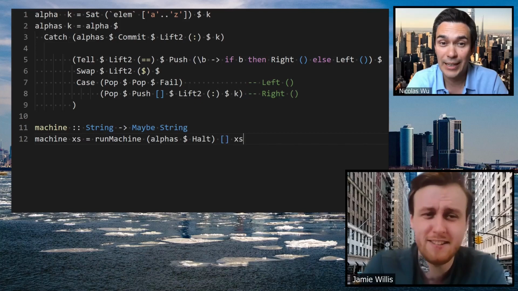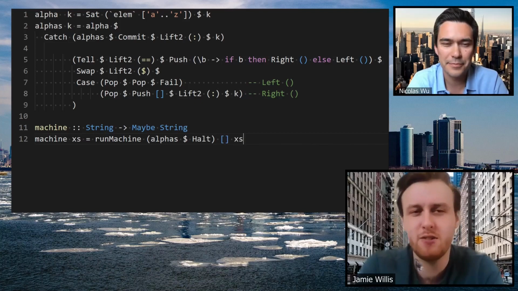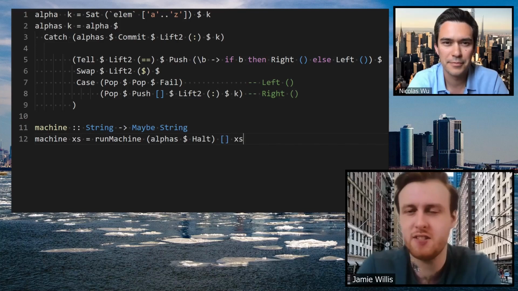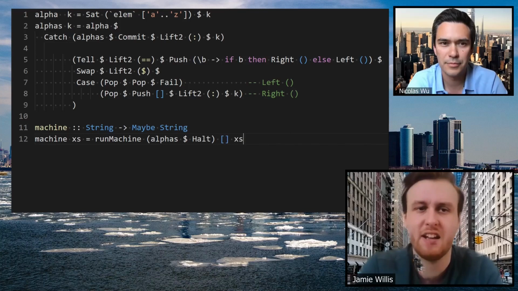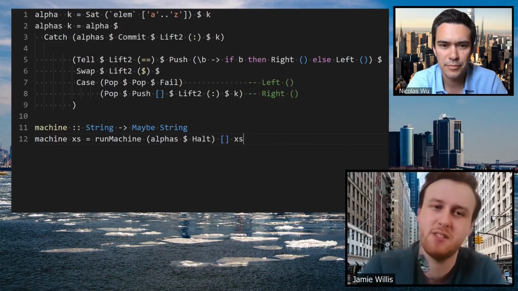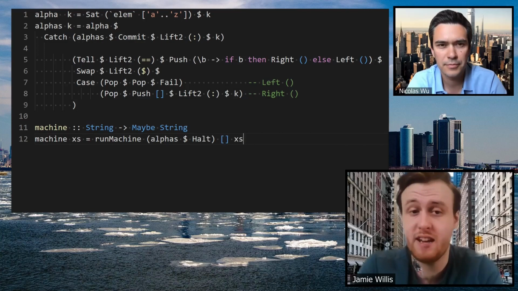Right, sure. So just read those dollars as semicolons in your favorite imperative language. Then alpha is similar to yours. It's just an instruction that verifies a predicate on the next input token and then continues with another instruction k. And alphas performs alpha and then leaves its result in the stack. It enters a catch block to handle any failure. And inside this block, alphas is run again, which leaves its result in the stack too, and the two results are combined with lift2 cons. Then things are free to carry on with the next instruction k.